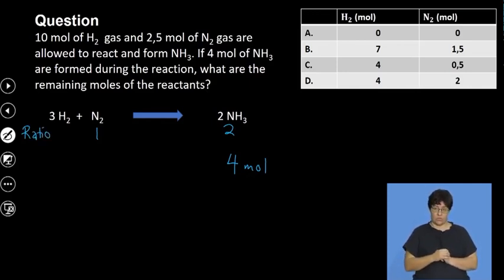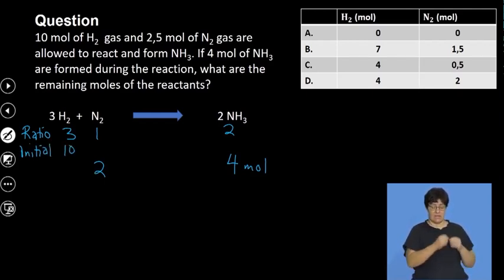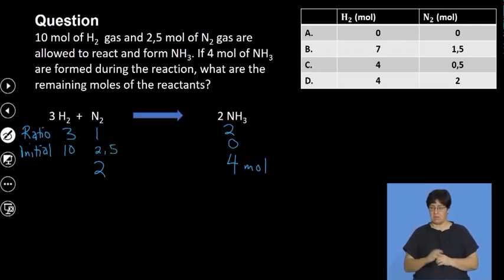Our ratio is 3:1:2. So for us to form 4 moles, how many moles do we need? We need half that number, which is 2. So initially, what we have, we've got 10 moles, right? And 2.5 moles, right? Okay, and then we had nothing there.